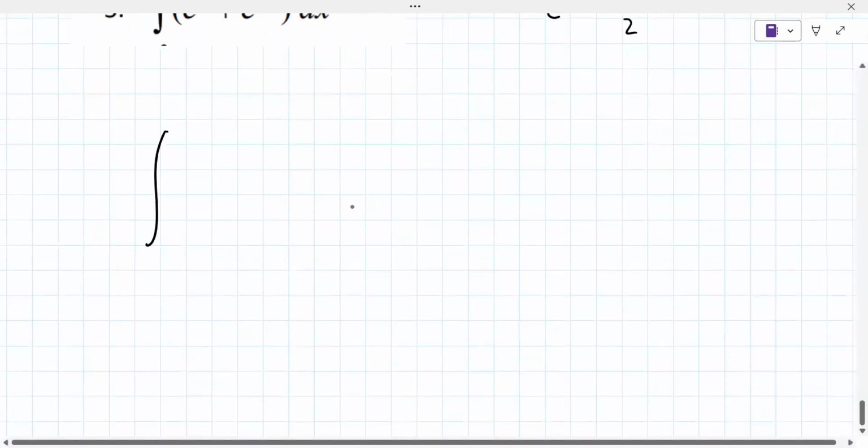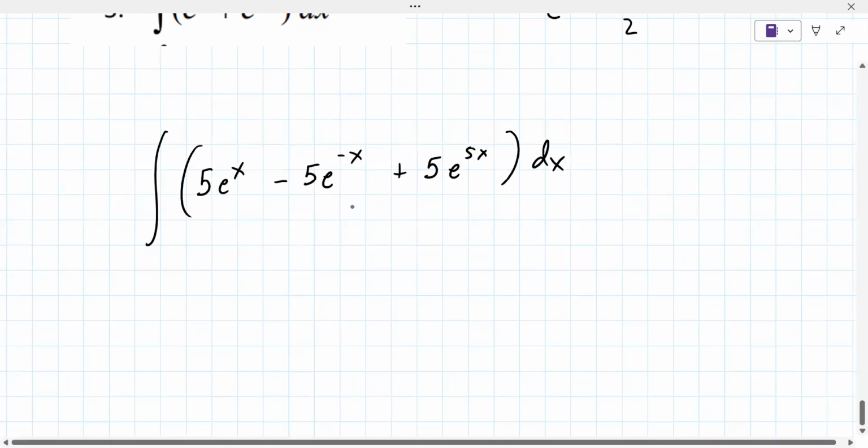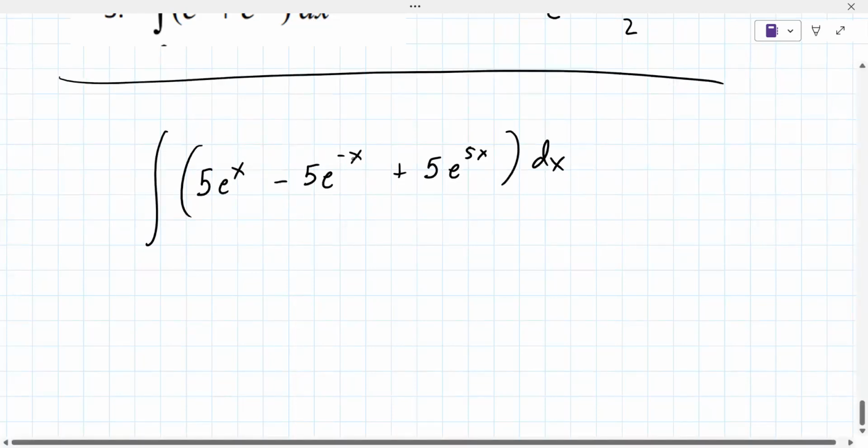Let's say it's the integral of 5e to the x minus 5e to the minus x plus 5e to the 5x. So I'm intentionally being difficult here, so go slow. The only two rules we've been using for this, I'll copy them down again if you need.